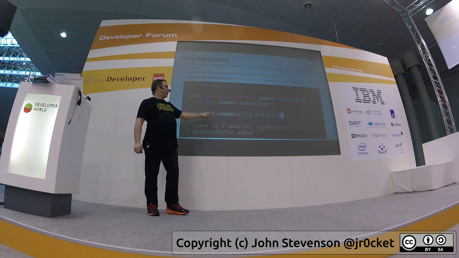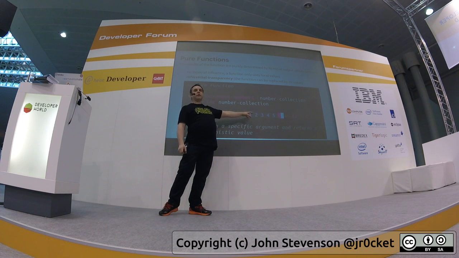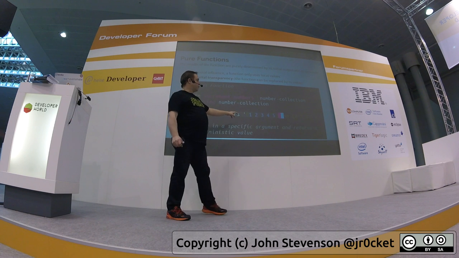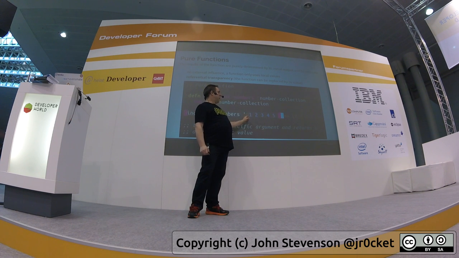So if we actually call this function with 1, 2, 3, 4, 5, it's a bit dark. Can everybody see that okay? Yeah. So we're calling 1, 2, 3, 4, 5, and in turn we increment each of these numbers.